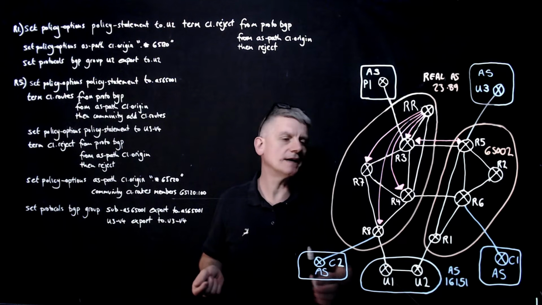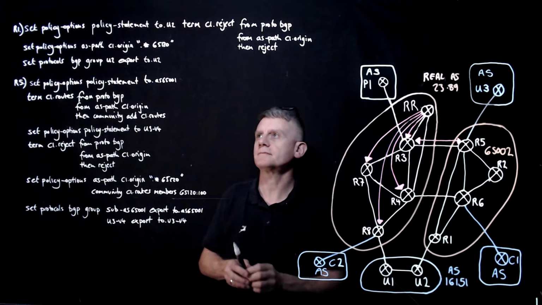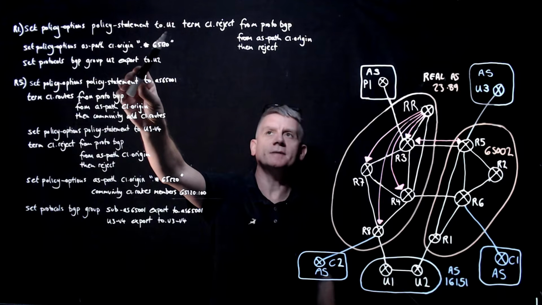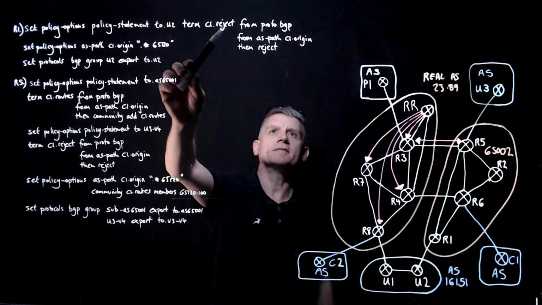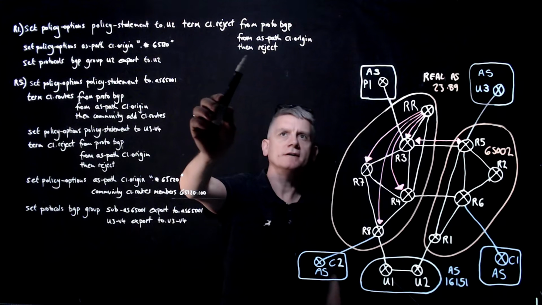Okay, so let's look at the other external peers. We're going to begin with R1 and its connection with U2. So set policy options, policy statement. This is 2 upstream 2. The term is C1 reject. We're going from BGP, from AS path C1 origin, then reject.